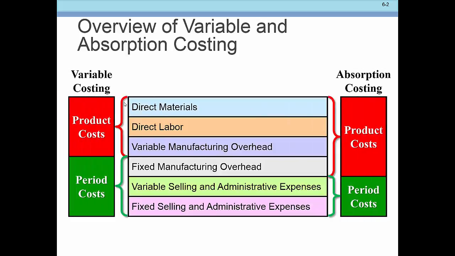Okay, so we have these two methods, absorption versus variable costing, and let's just take a look at this nice little comparison of the two. Let's look at absorption because that's what we were studying in our earlier chapters. When we look at absorption, our product costs include what? Direct materials, right? And we've known that for a long time.